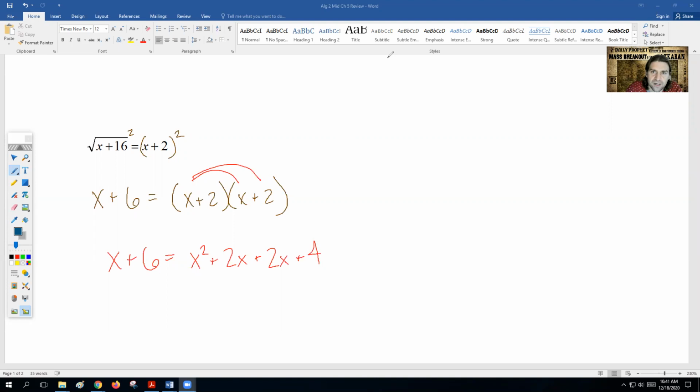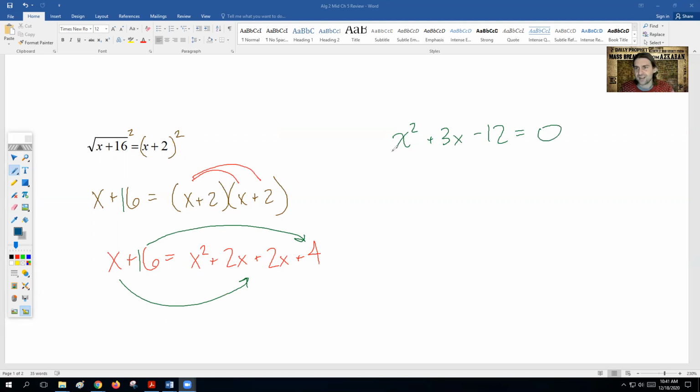So now we have a quadratic problem. To solve a quadratic, I forgot that is 16. That makes a big difference. What we need to do is minus the x over and minus the 16 over. So we'd get an x squared. 2x plus 2x minus x would be a 3x. And 4 minus 16 is negative 12. Equals 0. Okay. So this is what happens when Mr. Riz just makes up problems.